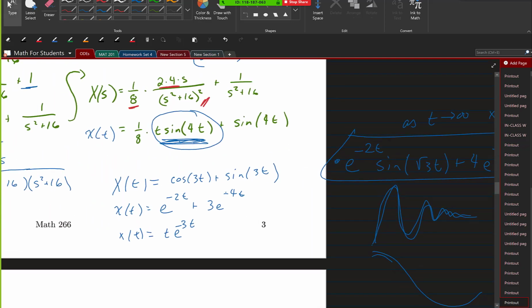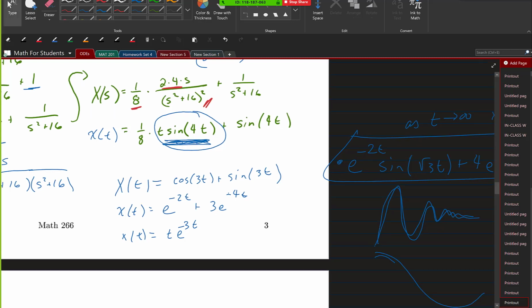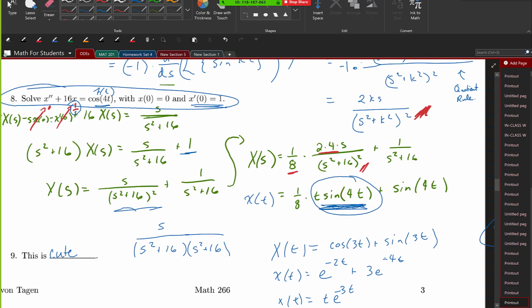This has a factor of t in it. Why did we end up with a factor of t in it? Because our forcing function over here was similar to the root of the homogeneous equation. The only way that could happen is if this has an imaginary component, a period of 4t. Notice that this also has a period of 4t, and this is the phenomenon known as resonance.